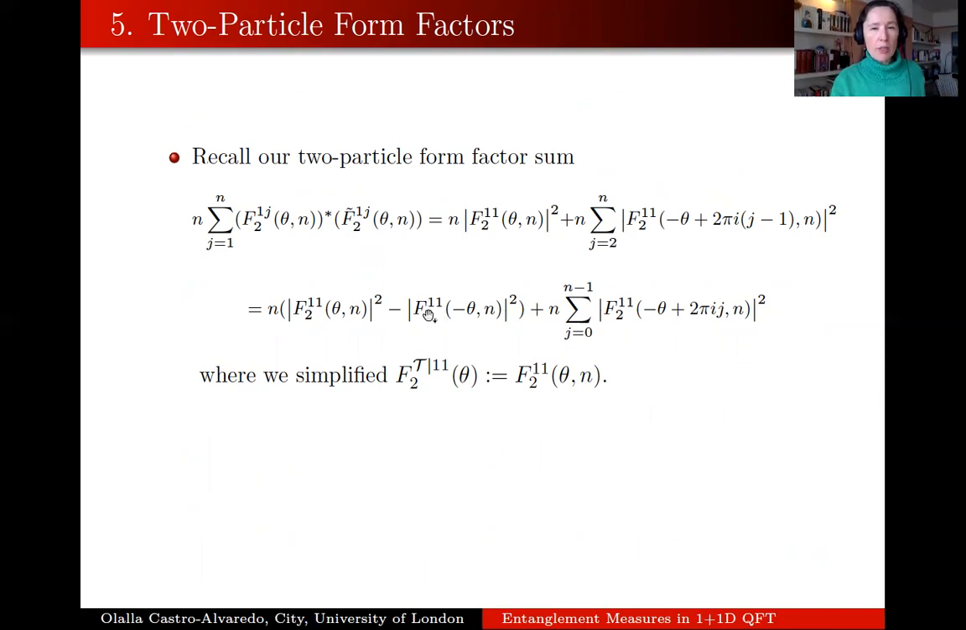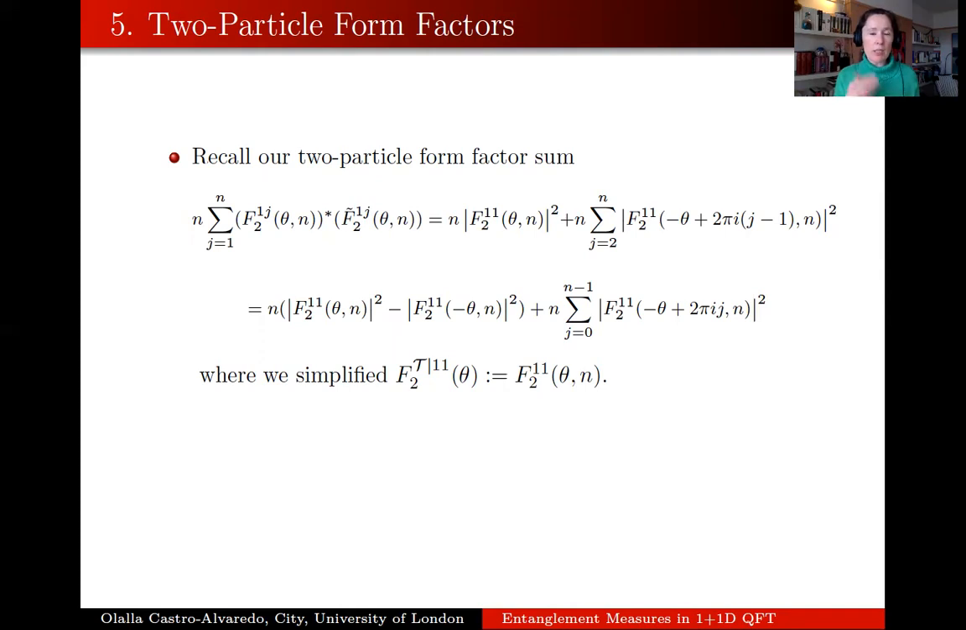Sorry, I took a term j equals 0 and subtracted it here and added it here. So we have a sum from 0 to n minus 1. That's a little trick, which makes the sum a bit nicer later. So these are the two particle form factor modulo square, okay, in copy 1.